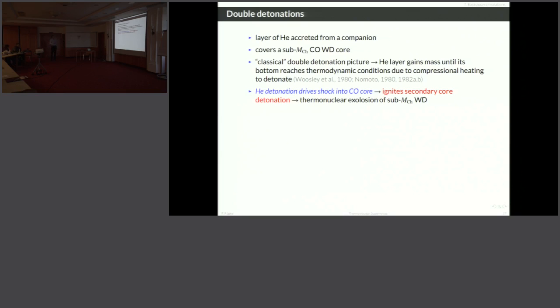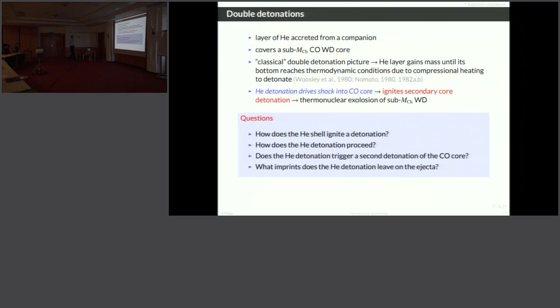And this hammer could be, for instance, a layer of helium that's accreted from a companion star and covers a sub-Chandrasekhar-mass carbon oxygen core. And this is then the so-called double detonation picture. So the idea is that the helium layer gains mass until its bottom reaches thermodynamic conditions, due to compression and heating, that are able to set off a detonation. So then the helium layer would detonate and drive a shock wave into the carbon oxygen core. And this shock wave in the carbon oxygen core could then set off a secondary carbon detonation in this core and lead to a thermonuclear supernova explosion of the sub-Chandrasekhar-mass white dwarf.